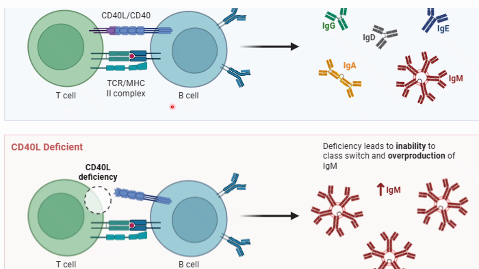So once all three stimulations happen, the B cell will start producing antibodies, initially starting with IgM, later producing the specific antibodies. If there is a CD40 ligand deficiency in the T cell, then the B cell cannot switch classes as it normally does. Instead, it will lead to the overproduction of the first antibody that it produces, resulting in hyper IgM syndrome.